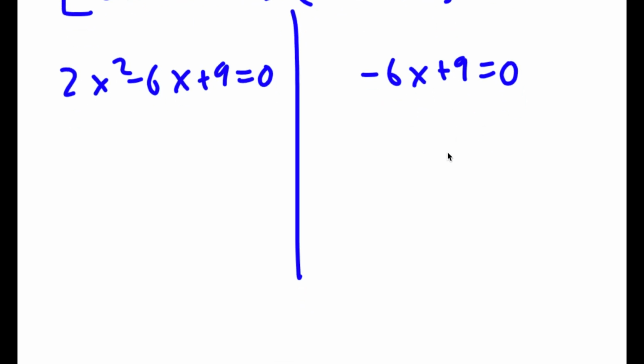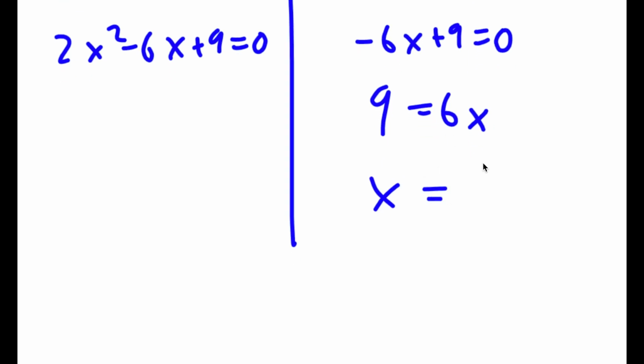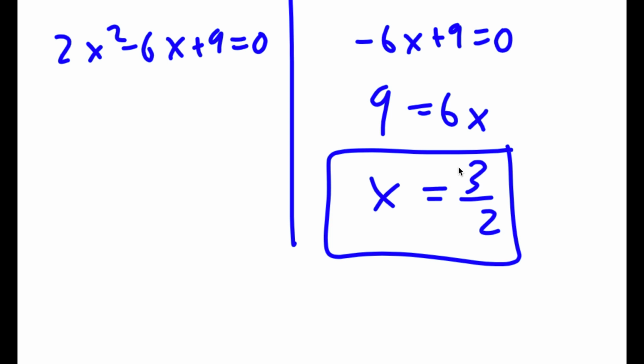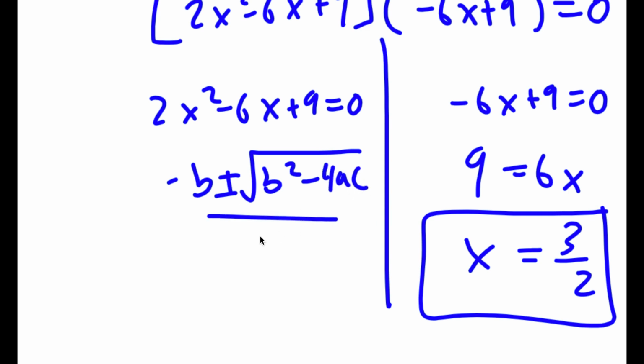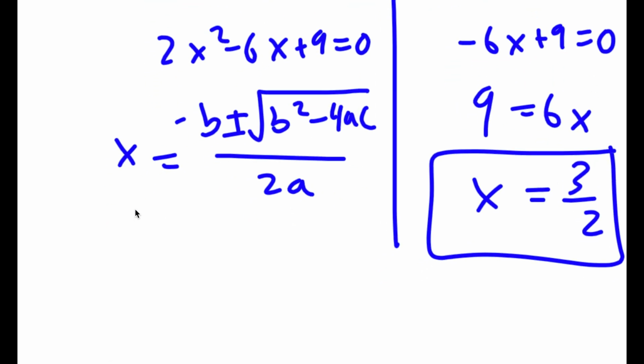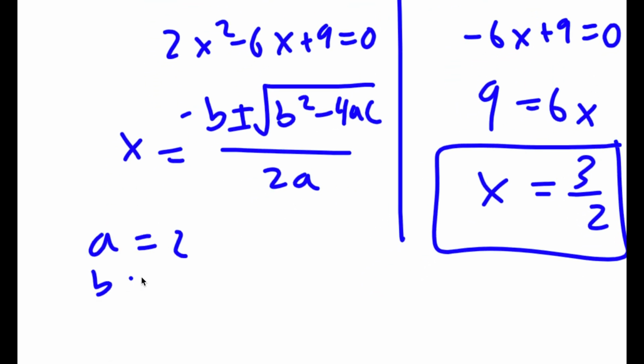So for negative 6x plus 9 equals 0, I get 9 is equal to 6x, and x is equal to 9 over 6, which is equal to 3 over 2. So this is one solution of x. Now for 2x squared minus 6x plus 9, I have to use the quadratic formula, which is negative b plus or minus the square root of b squared minus 4ac all over 2a. So in this case, a is 2, b is negative 6, and c is 9.